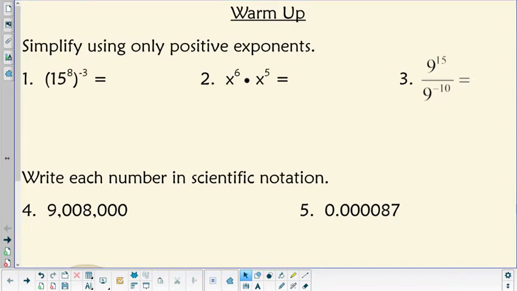Hi guys, this is lesson 110, Operations with Scientific Notation. To start off, let's try these 5 warm-up problems. Pause your video and come back and check your answer.